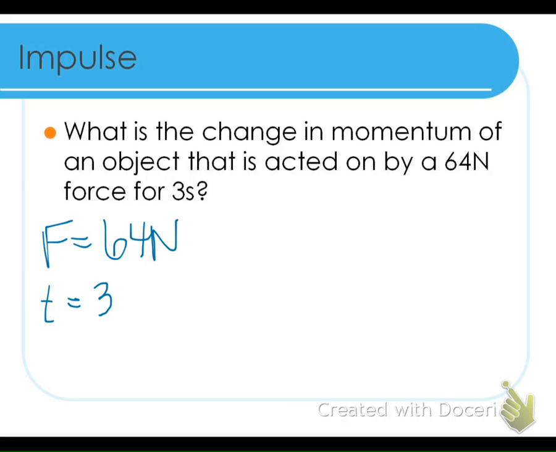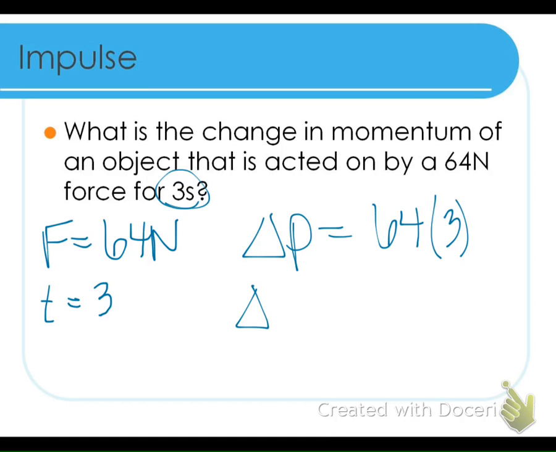Most often they're going to give you the whole delta t, the change in time. We're not going to have to find delta t. They're usually going to give it to us, so whatever time is given to us, just plug it in as delta t. So here we're going to find change in momentum, so we want to find delta p equals force times delta t. So this one is simple.